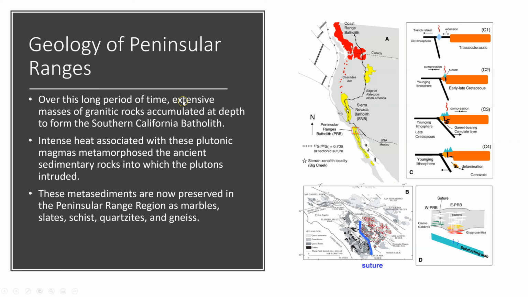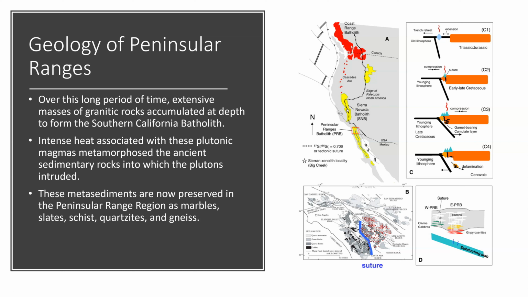So over this long period of time, we have extensive masses of granitic rocks accumulating at depth to form this Southern California batholith. And remember, a batholith is just a collection of a bunch of different plutons. Remember, plutons form underground, so there are no volcanic eruptions or anything occurring. The magma solidifies underground and then is exhumed by erosion, weathering, and tectonics.